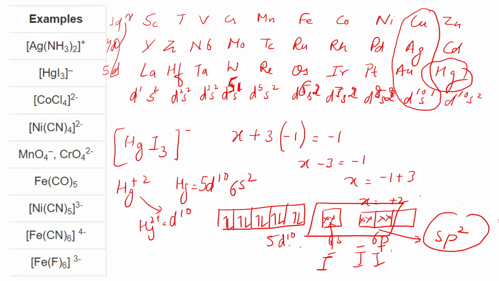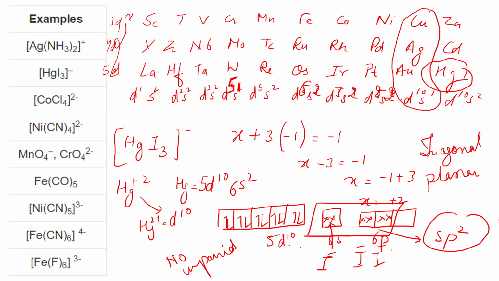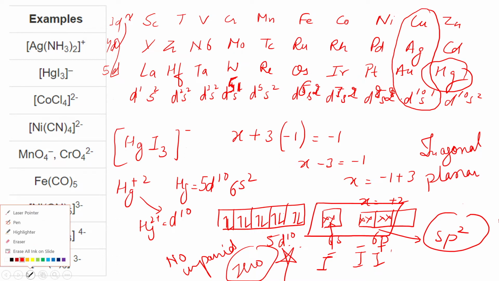sp2 hybridization has which geometry? Trigonal planar. Is there any unpaired electron? No unpaired electrons. So what will be the magnetic moment? The magnetic moment will be 0. We'll have 0 magnetic moment over here. It is a diamagnetic complex.